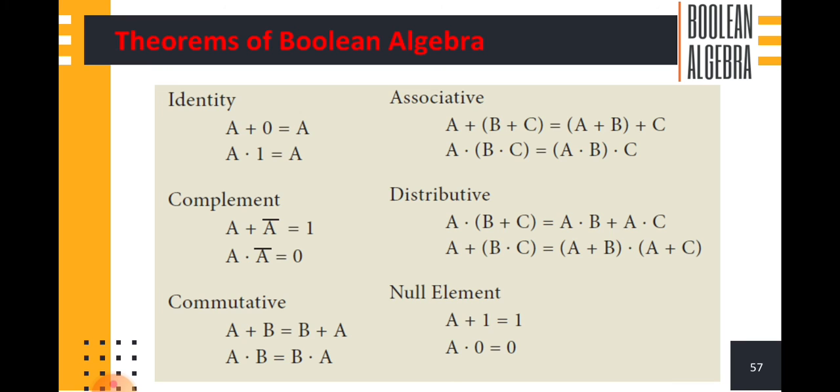That is, A plus 1 is equal to 1, and A into 0 is equal to 0. Now we can take any value for A. 1 plus 1, what do we get? We get 1. 0 plus 1, again we get the same element, 1. Okay. If we substitute the value of A as 0, 0 into 0, what do we get? We get 0. And if we take the A value as 1, 1 into 0 also produces the result 0. Okay. So these are the null elements.